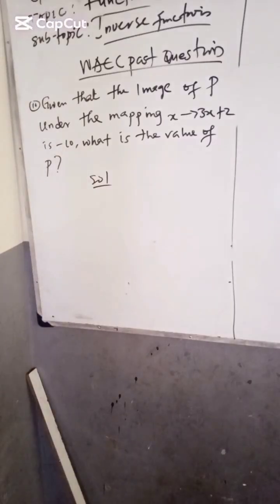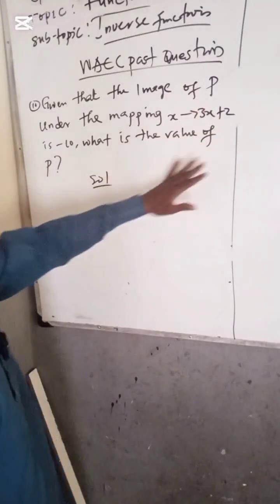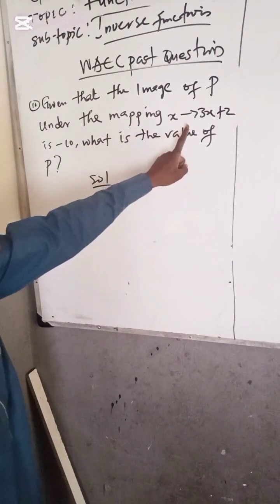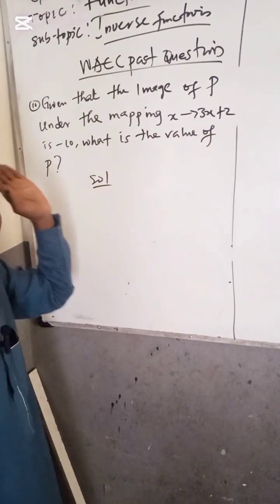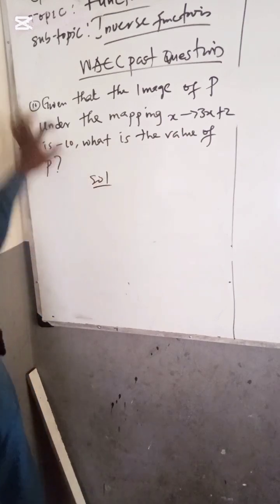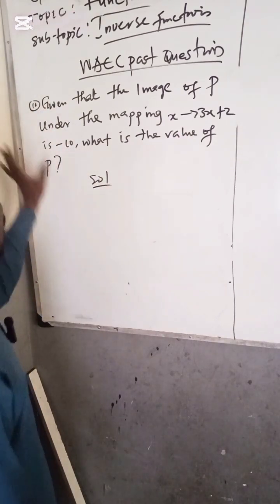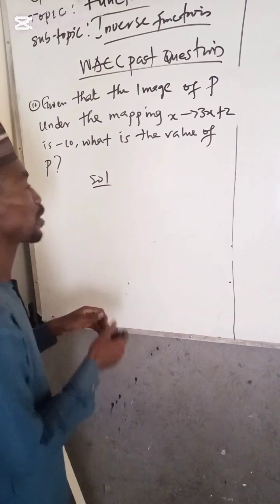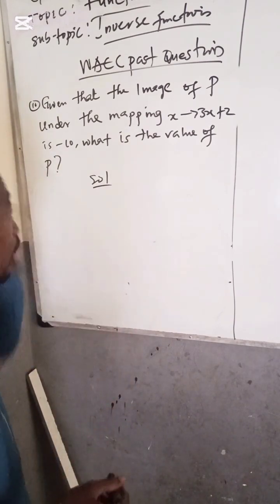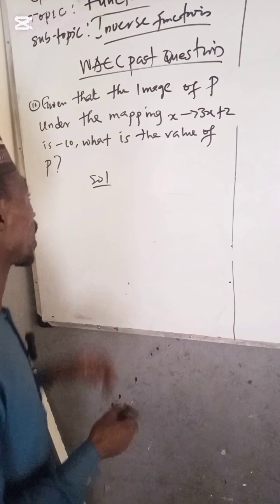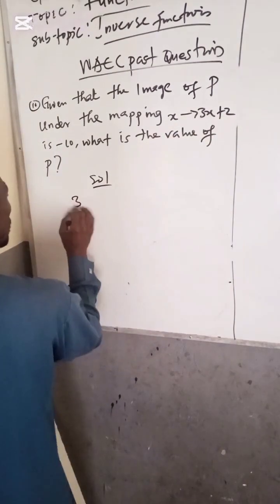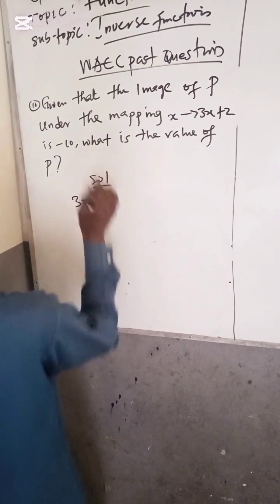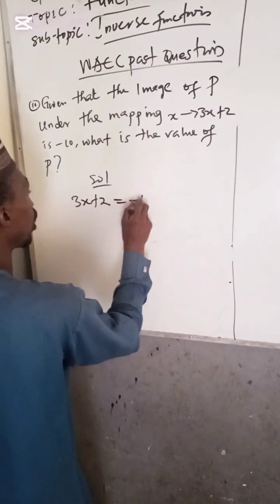Another beautiful question, and it's saying, given that the image of P under the mapping x gives output 3x plus 2 is minus 10, what is the value of P? So they've given us the image, which is minus 10. They want to know what is the value of P. This is also a WAEC past question, further mathematics. It's very simple. We are given this relation 3x plus 2, and we are told that it gives us a value of minus 10.